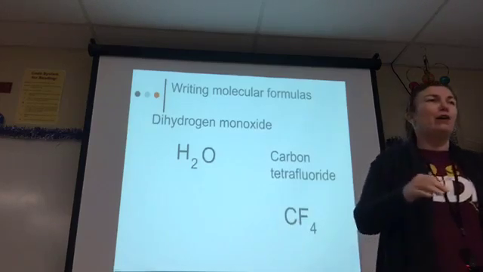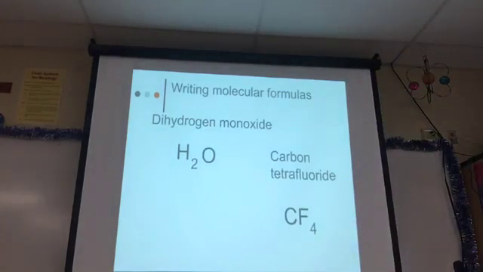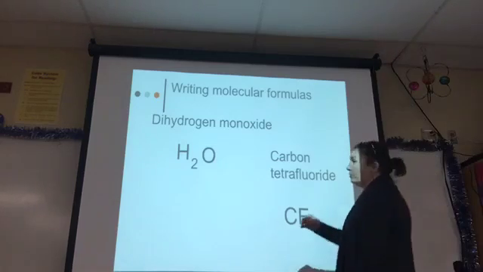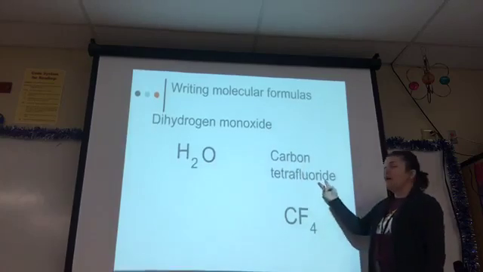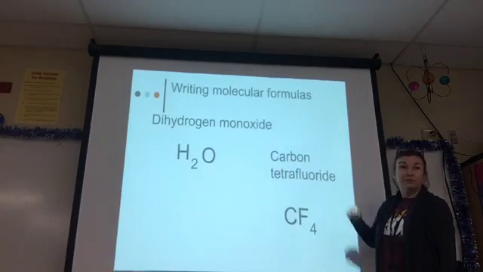Now here's the thing. We never use mono for the first element. So it's just the first element's name. Why? I don't know. No one asked my opinion on it. I would have said monocarbon. But for some reason the rule is you never use mono with the first element. Okay? And just like you name your binaries, first element keeps its actual name, second element turns into ide. Because these are binaries. They're all binaries.